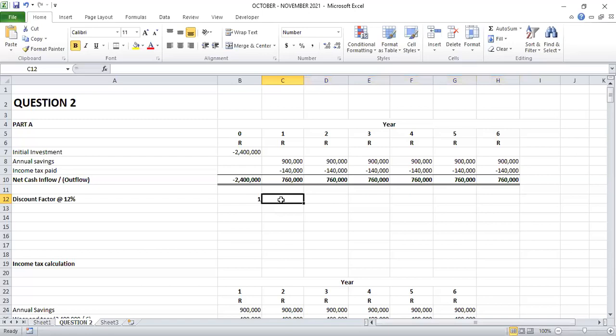So we'll have 0.893, 0.797, 0.712, 0.636, 0.567, and 0.507.